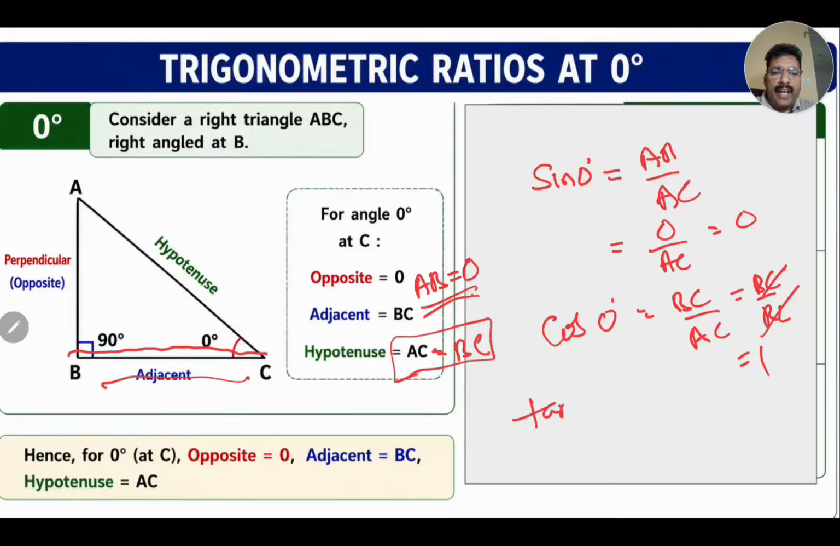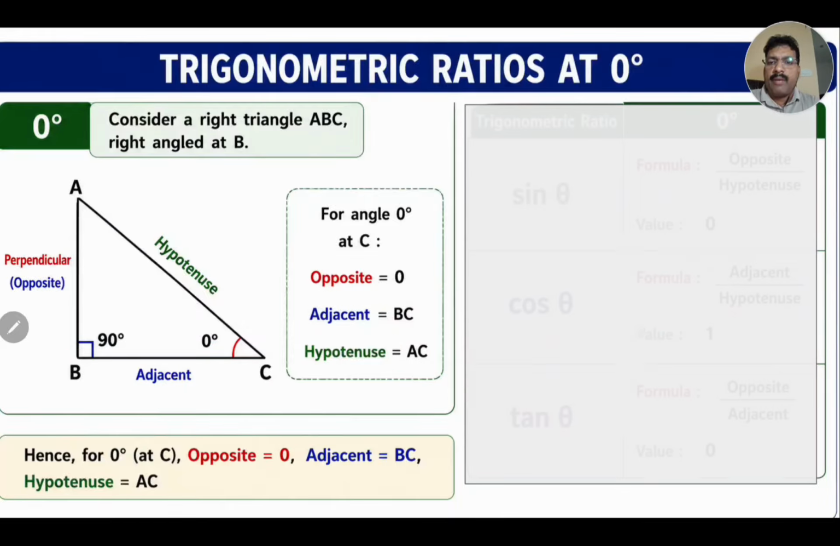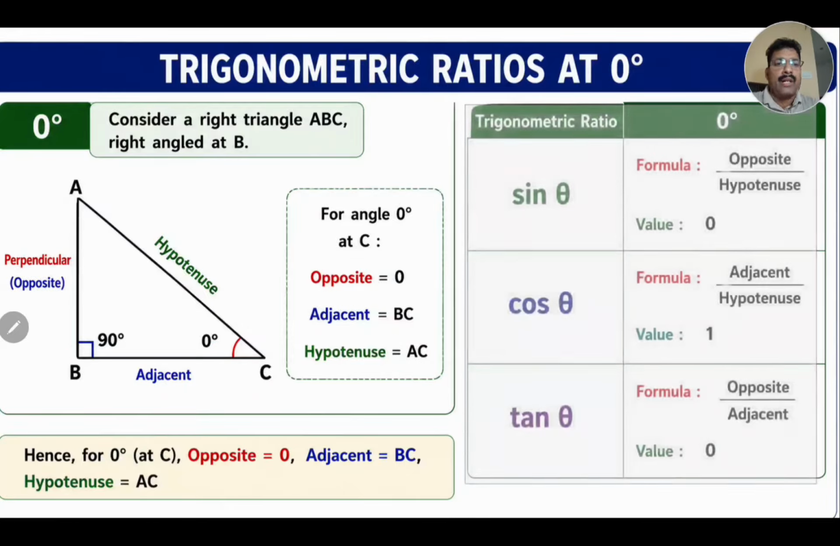Next, if you want to find tan 0 degrees, tan theta formula, opposite side AB by adjacent side BC. So already we know that opposite side AB value is 0. So if you write 0 by BC, that gives 0. In the similar way we can find other three trigonometric ratios values. Here sin 0 degrees value 0, cos 0 degrees value 1, tan 0 degrees value 0. Its reciprocals, so we can find. So you see the formulas now.